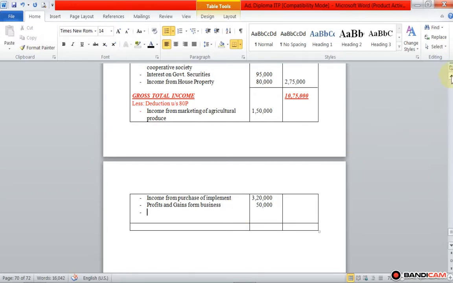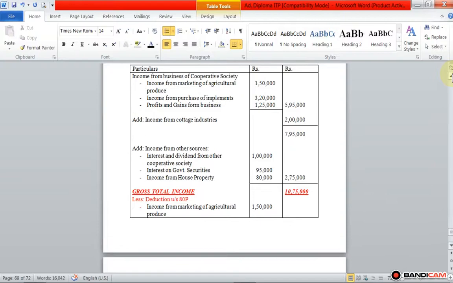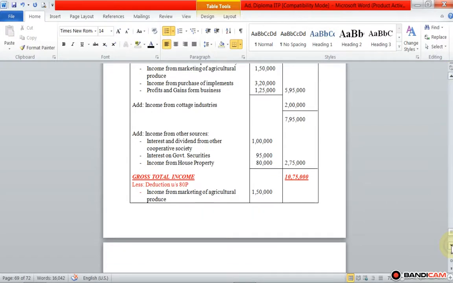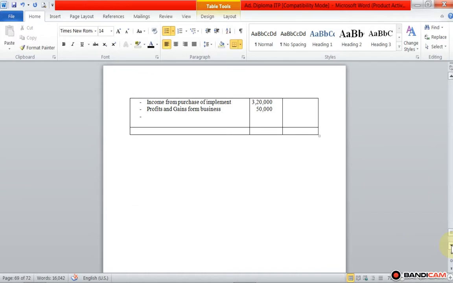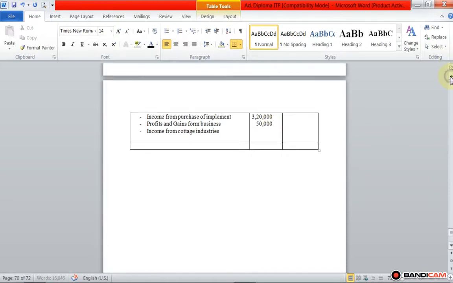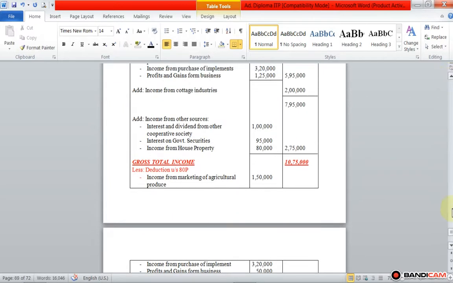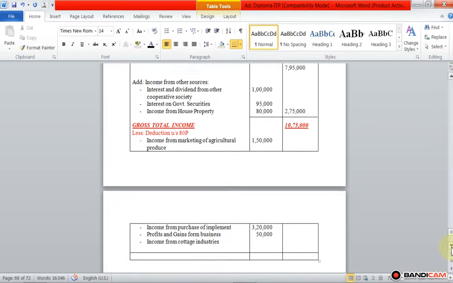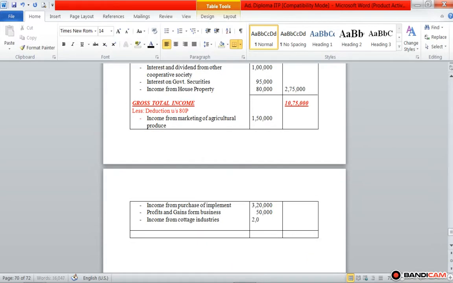Then the next one is income from cottage industry. So 100% of income earned from cottage industries is allowed for deduction. The cottage industries income is rupees 2 lakh. So all 2 lakh is allowed for deduction.